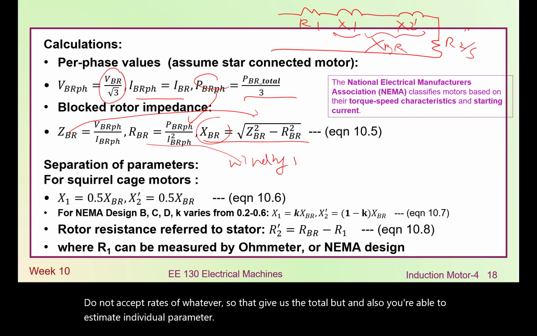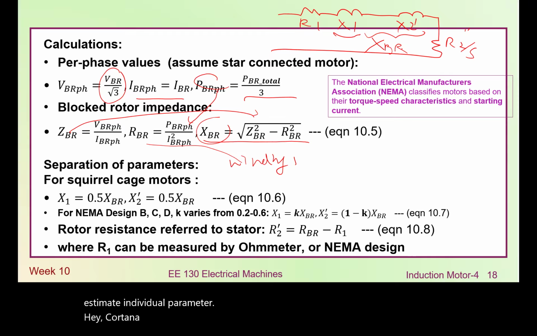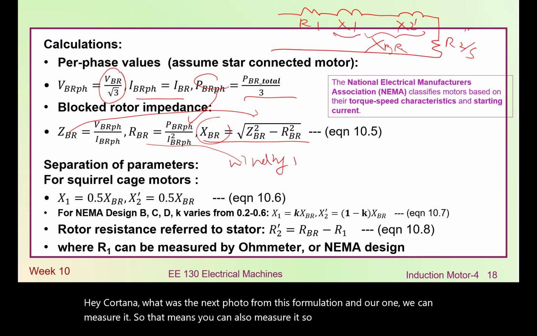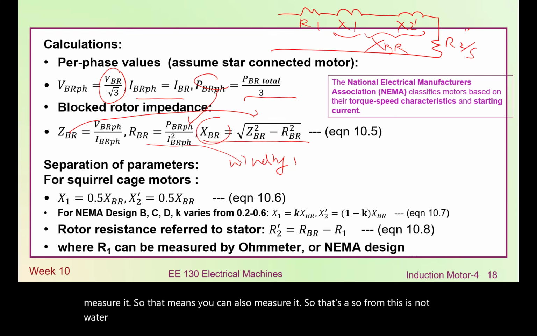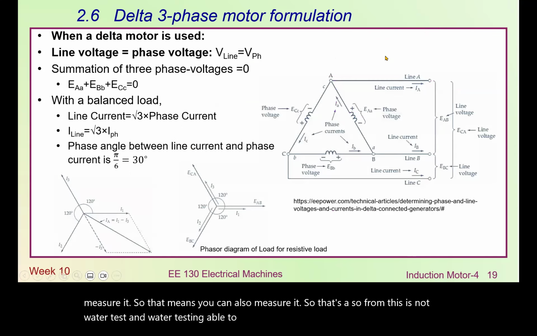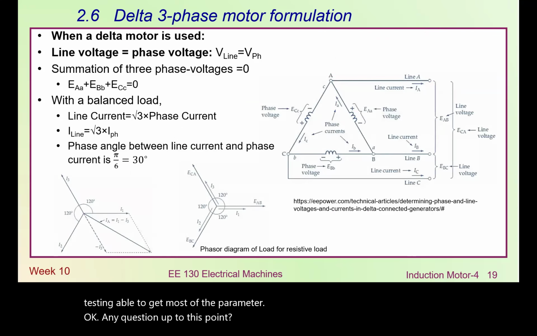Then for the motor resistance as well, because we know the total from this formulation, and R1 we can measure, that means R2 we can also get. So that's quite straightforward. From this locked rotor test and no-load test, we are able to get most of the parameters. Okay, any question up to this point? You see, the testing method is very similar to what we did for the industrial motor.